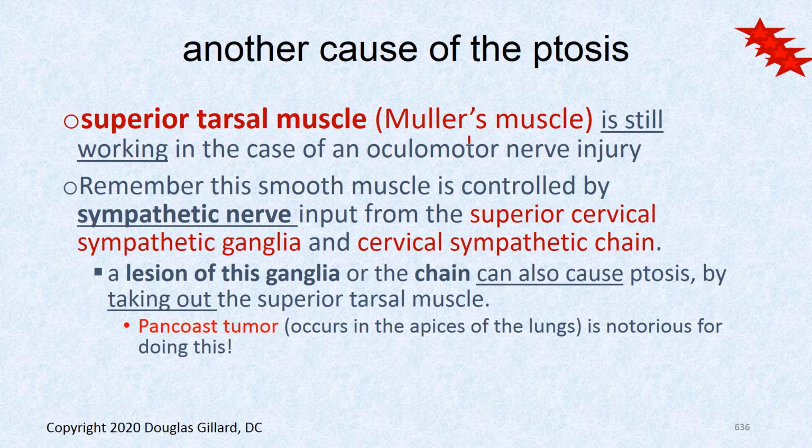Right? Muller's muscle or superior tarsal muscle is another, also supplied by sympathetic. So that will be working. Right? So your eye's not going to completely droop. But if you have an injury to the sympathetic, superior cervical sympathetic ganglia or cervical sympathetic chain anywhere, if there's compression, that muscle can be out, and you can get a slight ptosis from that as well. Okay, like a Pancoast tumor is notorious for doing that.